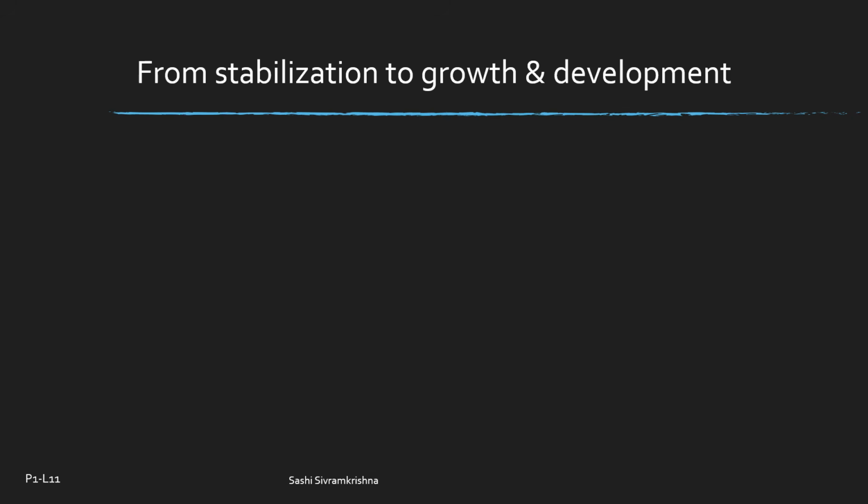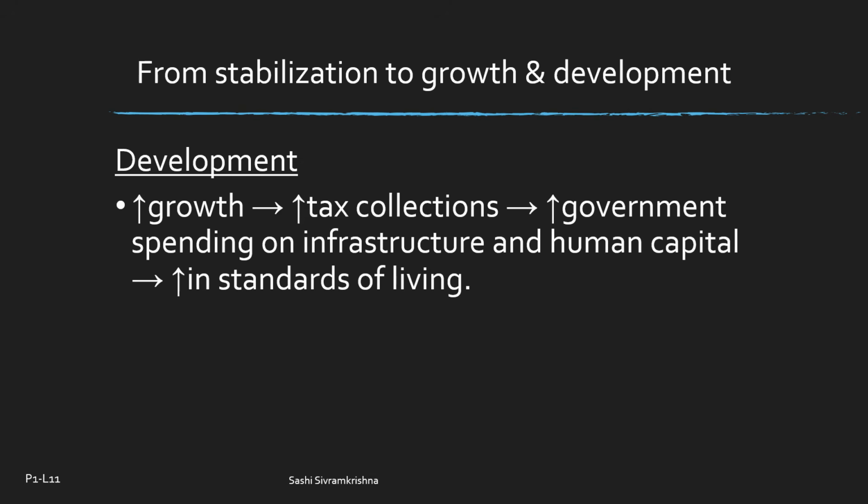So from shorter run stabilization to longer term growth, macroeconomic discourse moves on to the issue of development. Development is a wider and deeper concept than growth and entails not just increases in output and output per worker, but also a more all-round improvement in levels of education, in the levels of public health, gender equality, environmental sustainability, and so on. The classical thinking on development is fairly straightforward and argues that if there is sustained increase in GDP, then governments can collect a higher amount of tax revenues, which can then be spent on infrastructure as well as public health, education, human capital, and thereby improve standards of living.